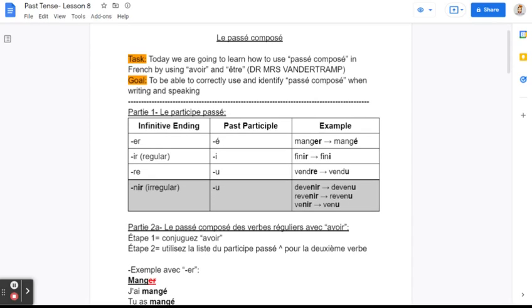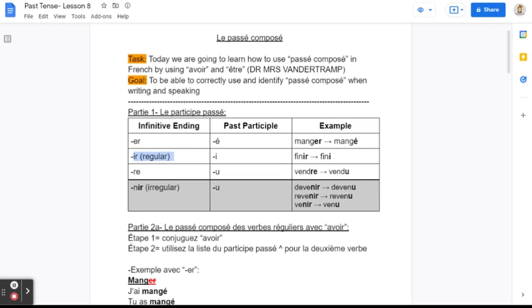I've just put some past participles here. Before we actually start with passé composé, we need to know the past participles for infinitive endings. For example, for the infinitive ending er, like manger, we use a past participle of é with an accent aigu, and we talked about the accents in lesson 1. An example: manger would change to mangé with an accent aigu if we're talking about it in a past tense.